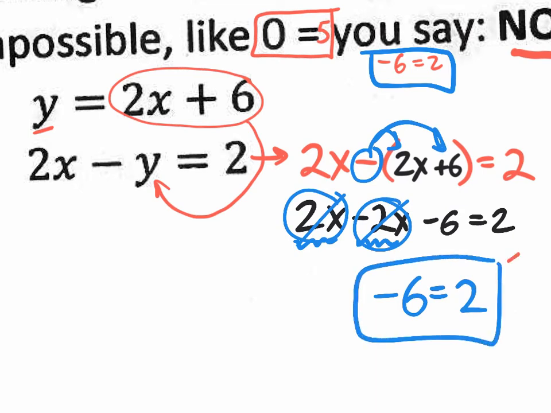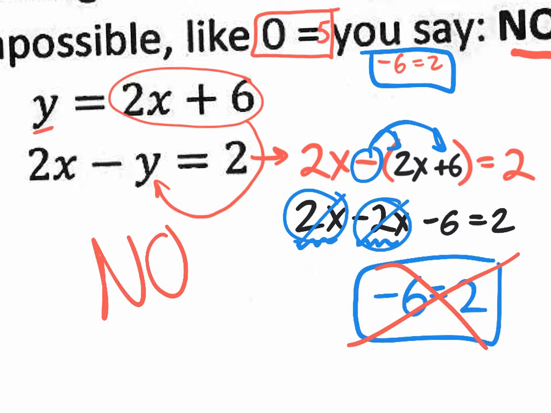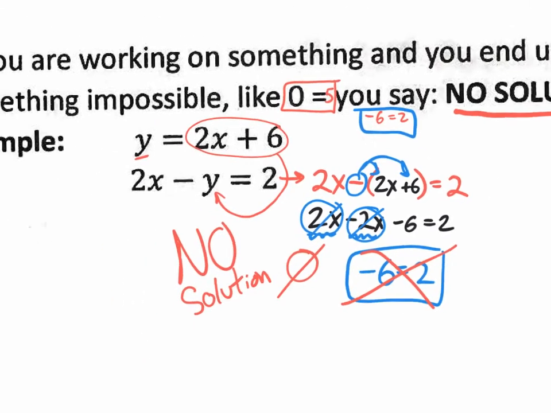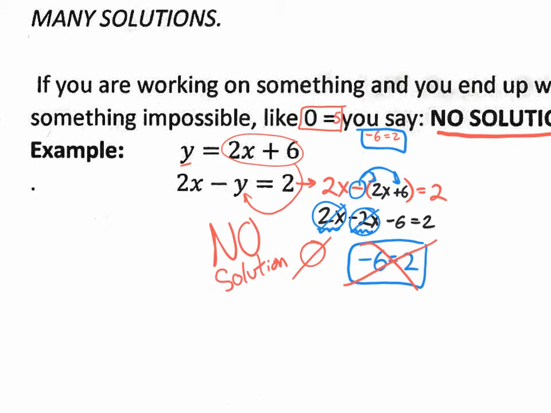So what do we say? We say no, as in no solution. And of course you could use this symbol. Okay, so this is a special case. Once again, it doesn't matter if you're substituting or if you're using elimination method. If you end up with something impossible, you say no solution.